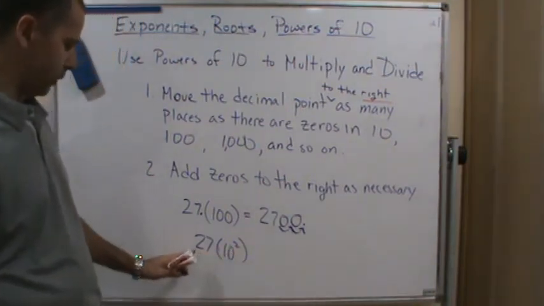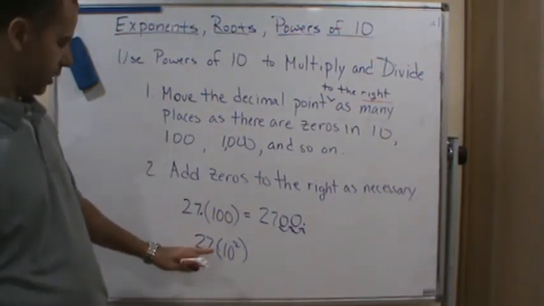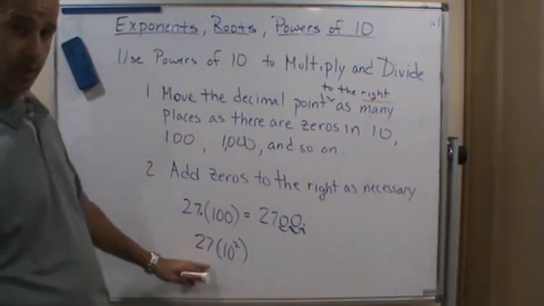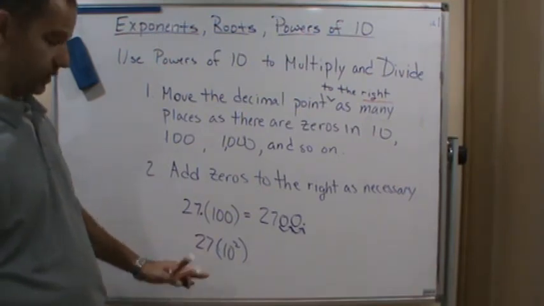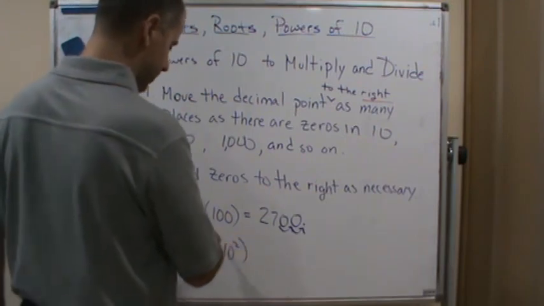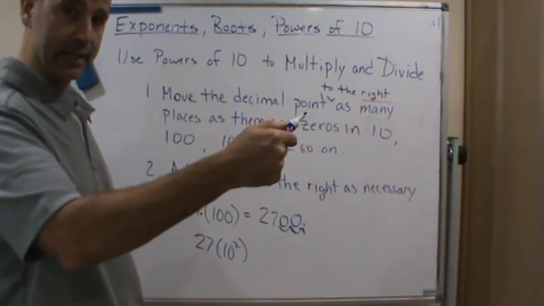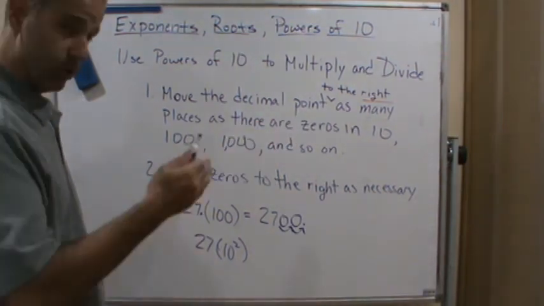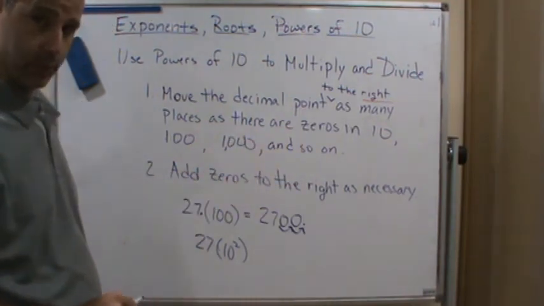Well, what happens as I multiply by 10? If I multiply 27 by 10, it becomes 270, right? 270. If I multiply by 10 again, it becomes 2,700. If I multiply by 10 again, it becomes 27,000, right? And so on. So that's why this works. Because remember, every time you multiply by 10, you're kind of adding a 0 to the end of the number, right? You just keep adding 0, or in other words, moving the decimal point, okay?